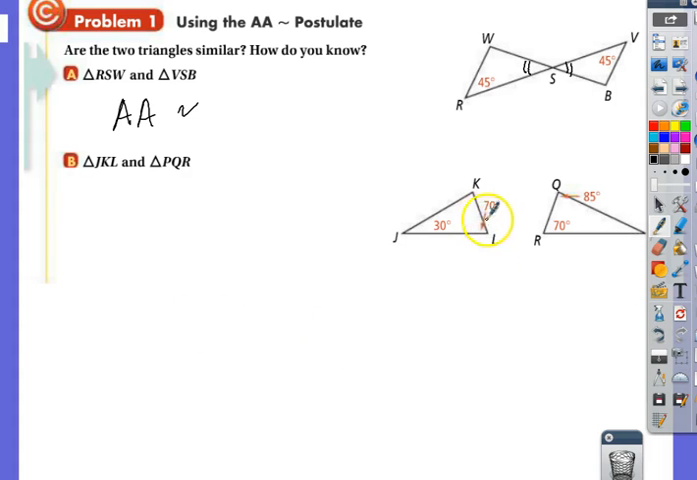Here I can do some math. I can go through and figure the third angle over here. If this is 30 and this is 70, then this angle up here has to be 80. I don't have any two angles here that match two angles in here, so those would not be similar. Because I know all the angles of both triangles and they don't meet the angle-angle similarity. Any questions about that?